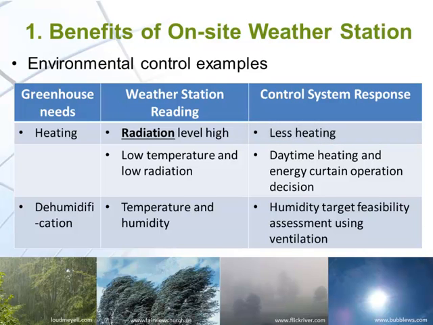Our second heating example is how outside conditions may affect the decision of when to raise greenhouse temperature and open energy curtains in the morning.